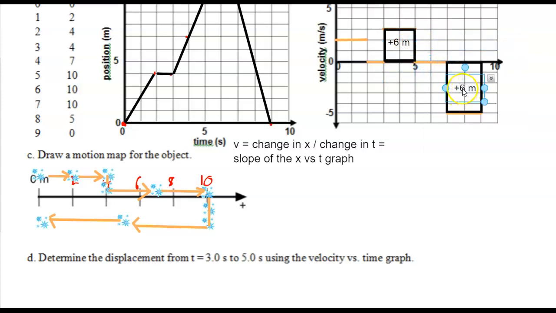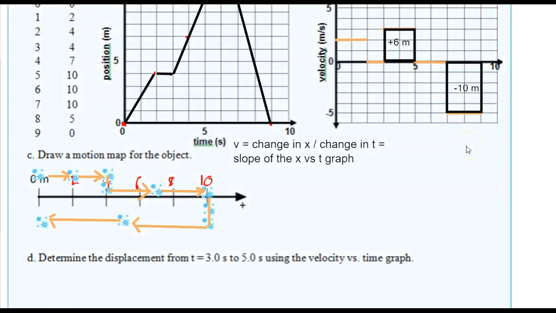And this one here. When it's underneath, that's a negative velocity, so it means it's moving to the left, and that one is going to be a negative 10. So those are just some basic ideas with motion maps and position versus time graphs and velocity versus time graphs.